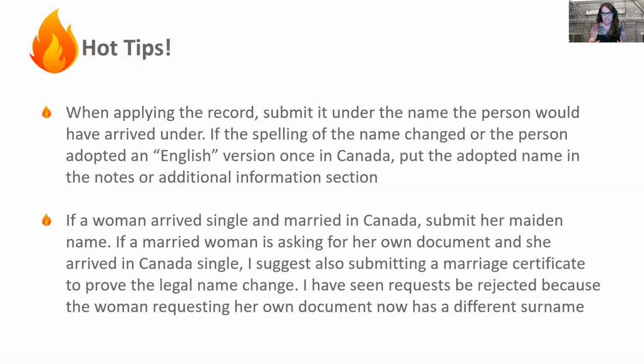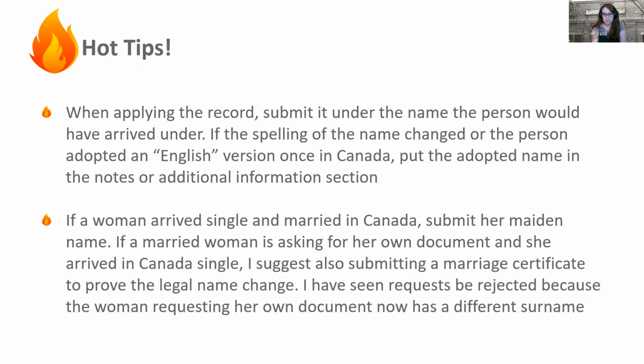So a couple other things to consider when you're submitting your request for a post-1935 arrival. You want to tell them to look for the person under the name that they arrived under. So if they changed their name at all, they used a more Canadian sounding first name or last name, include the original, because that's what the person's going to come under. And then the contact information will have the person's name that they use today.